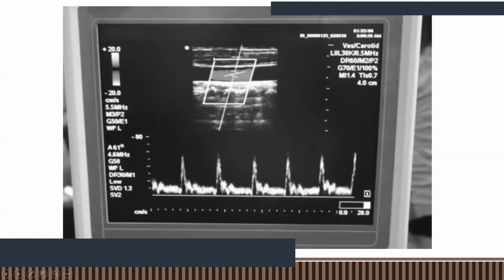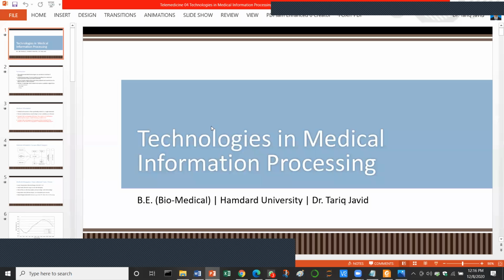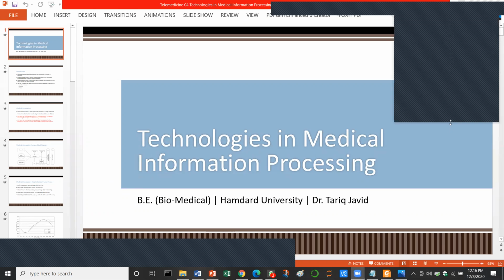So this is the end. Just as a recap, in this session we have primarily reviewed a few technologies which are linked with medical information processing. So any questions from the students?